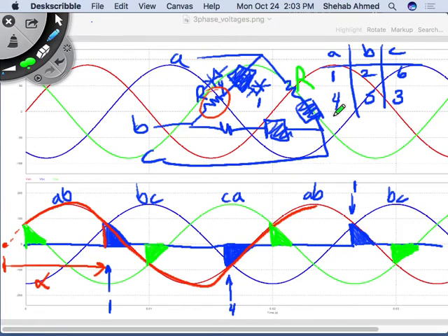If I fired 6 and 3, 6 is the same polarity as 1. 6 is fired here, and 3 is fired here. If I fire 3 here and 6 here, assuming that 6 is the same polarity as 1, then this would be the positive current.